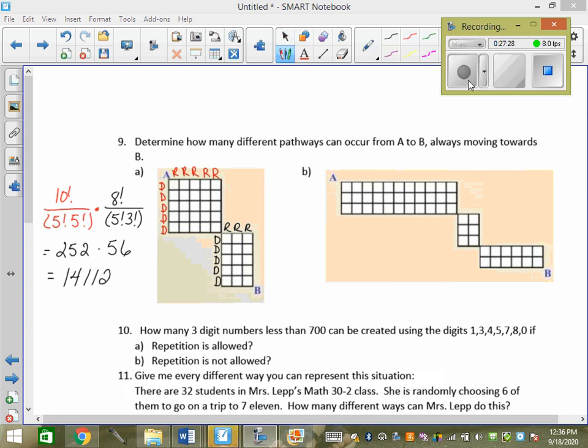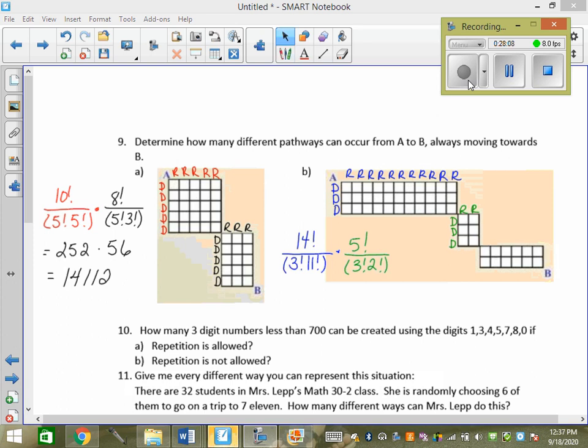Now for 9B, you're going to do D, D, D, R, R, R, R, R, R, R, R, R, R, R, which is 14. 14 factorial divided by 3 factorial, 11 factorial, because there's 11 R's, times D, D, D, R, R, 5 factorial divided by 3 factorial, 2 factorial, times D, D, R, R, R, R, R, R. So that's 8 factorial divided by 2 factorial, 6 factorial.